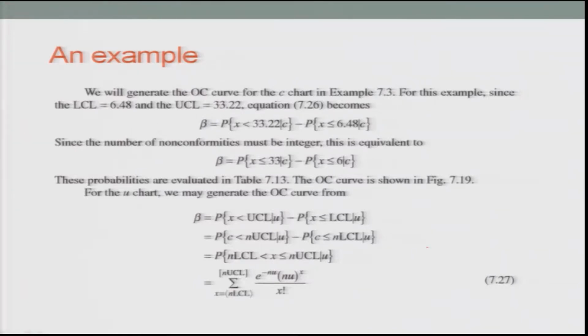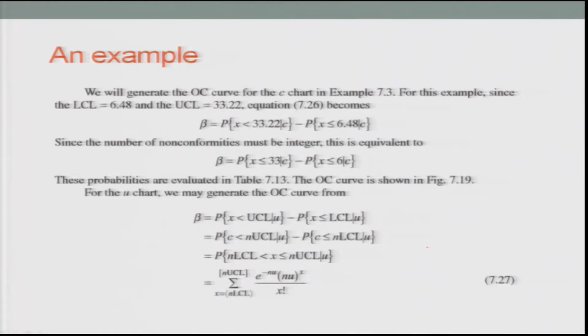What are those terms? One is the probability that x is less than 33.22 given a certain value of C, and the other, which will be subtracted from this initial value, is the probability that x is less than or equal to 6.48, given again that the value of C is known. Since the number of non-conformities must be integers, 33.22 becomes 33 and 6.48 becomes 6, and you do the calculations. These probabilities are evaluated and given in table 7.13. The OC curve is shown in figure 7.19.